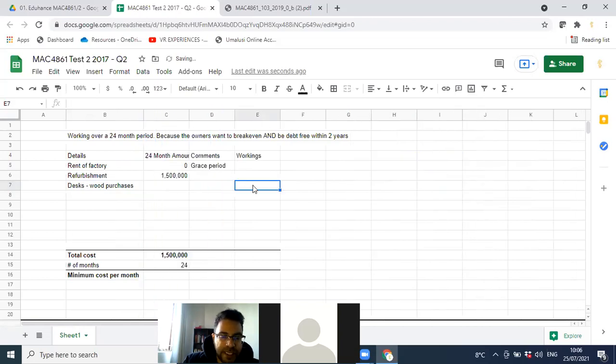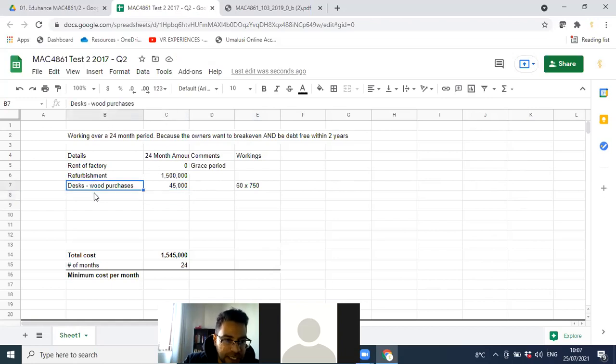So for workings, we're going to say 60 desks multiplied by 750. Remember, we only want 60 desks. I mean, we want 100 desks, but we already acquired wood for 40. So therefore, we only need to buy additional wood for 60. So this here is going to equal 60 desks at 750. But that does not mean we must ignore the other 40. So we must talk about the other 40.